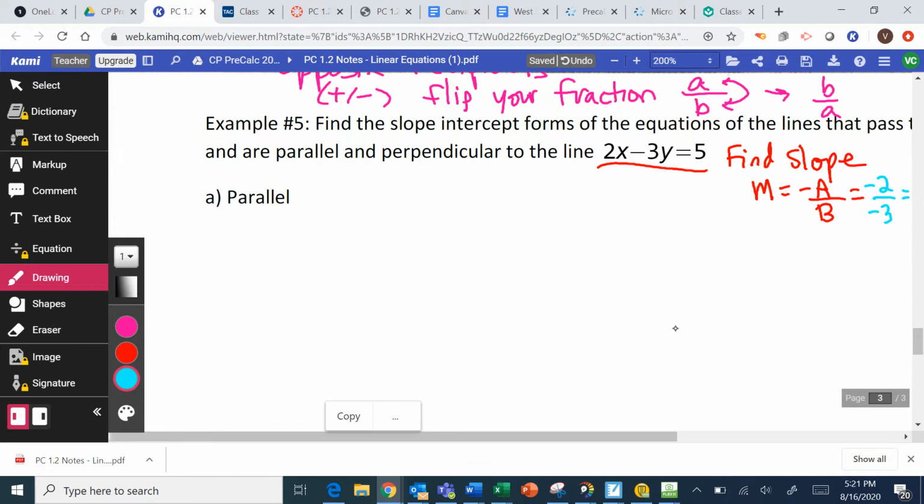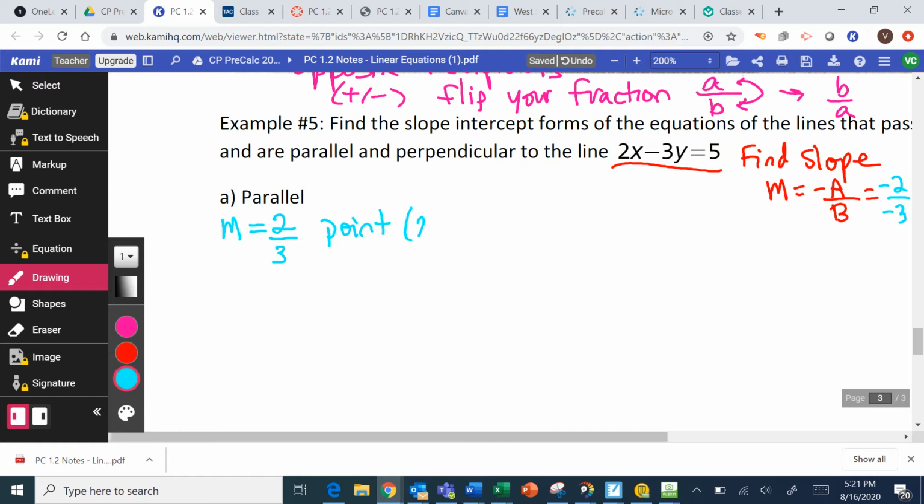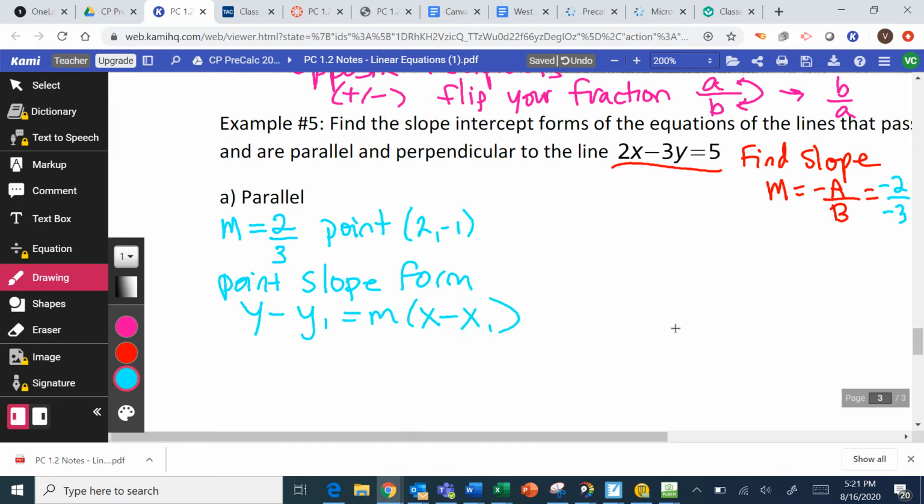Now, for parallel, we will start with the same slope. And then we need a point. In the directions they gave us the point (2, -1). It says we're going to find the equation, so I will use point-slope form. Again, I write it every single time until I have it memorized. All right, let's plug some stuff in. y minus negative 1 equals our slope of 2/3 times (x - 2). So y + 1 = 2/3 (x - 2).